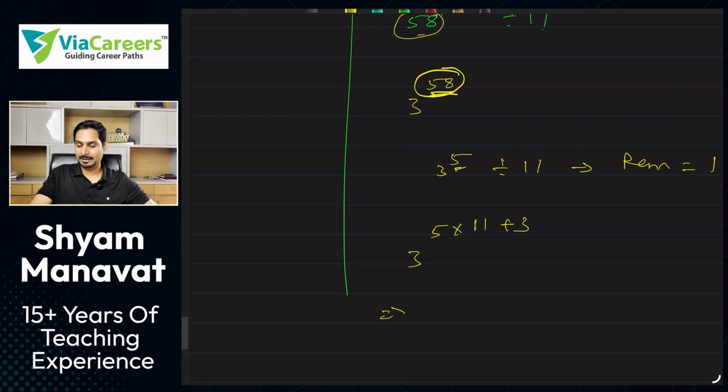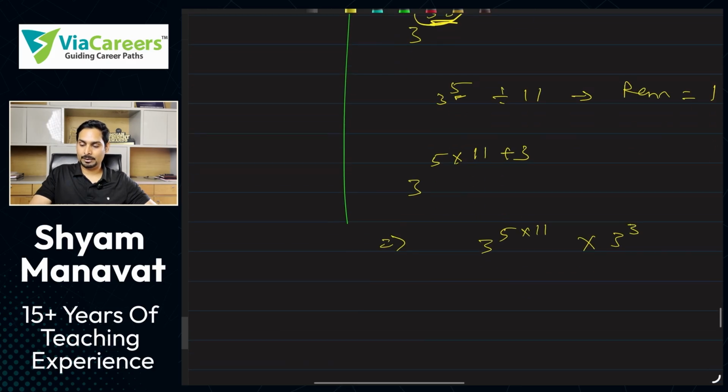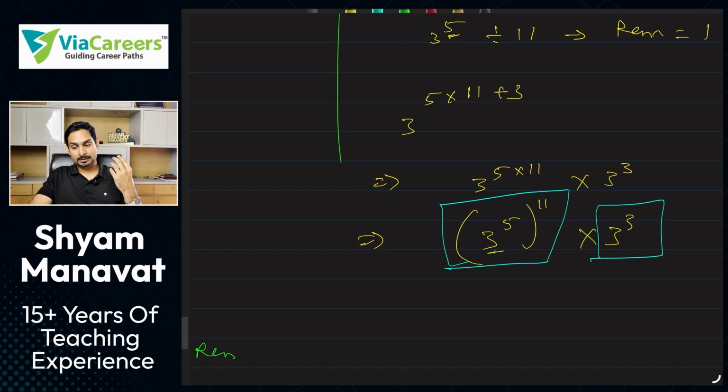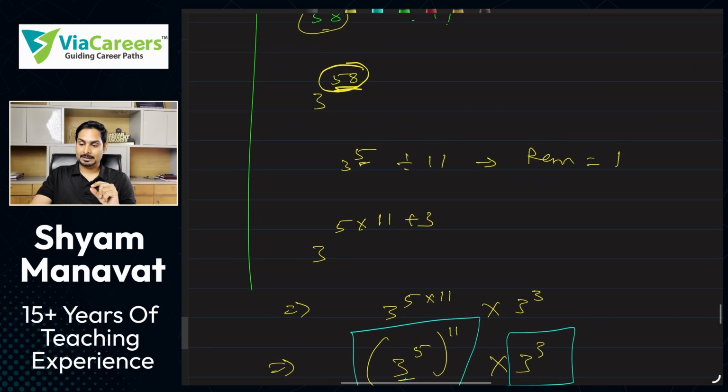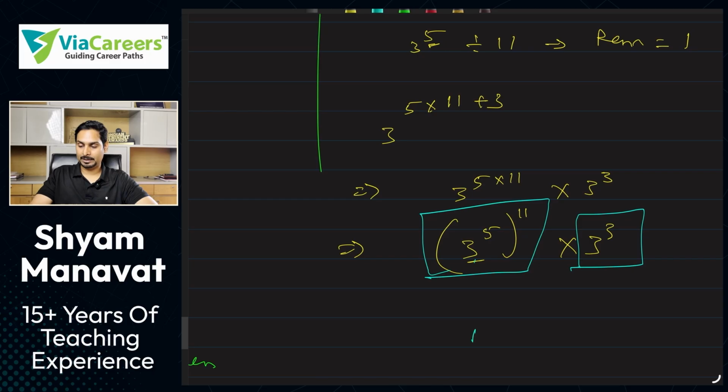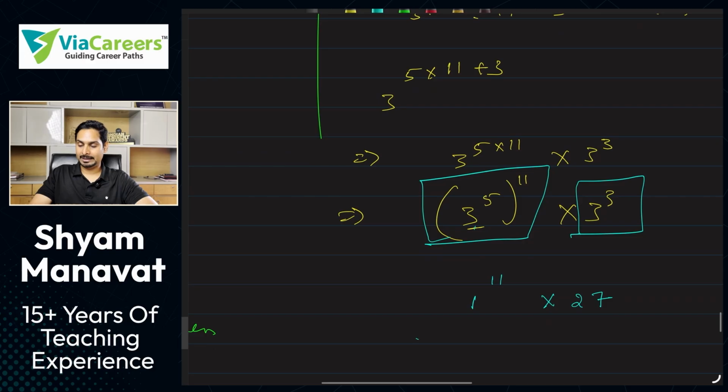So now further if you simplify, this is 3 to the power 5 into 11 multiplied by 3 to the power 3. If you want, you can skip this step and directly write 3 to the power 5 to the power 11 into 3 to the power 3. And what happens if you divide this by 11? What's the remainder? So here for the first term, and here the second term. The first term, 3 to the power 5, gives you remainder 1 when you divide by 11, so this is 1 to the power 11, which is 1. 3 cube is 27. Now here we are getting 27.